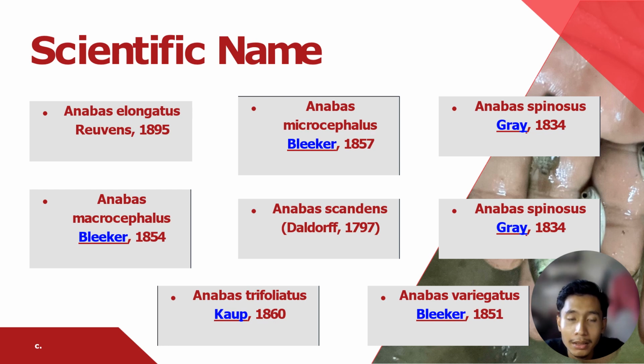Okay, we go to the next slide. The scientific names. 1, Anabas elongatus Lévêque 1895. Second, Anabas microcephalus Bleeker 1857. And then Anabas spinosus Gray 1834. Anabas macrocephalus Bleeker 1854. Anabas candidus Daldorf 1797. And Anabas spinosus Gray 1834. Anabas trifoliatus Cobb 1860. And lastly Anabas variegatus Bleeker 1851.